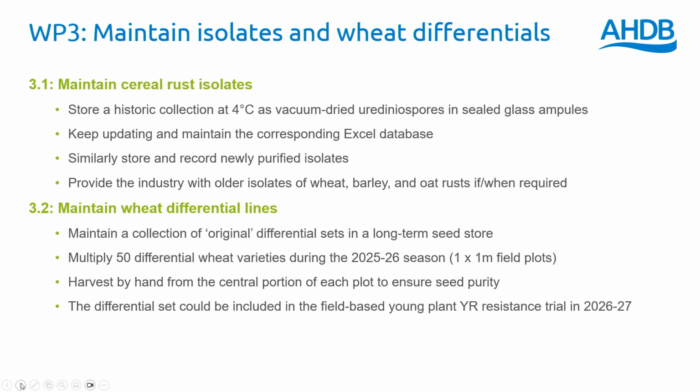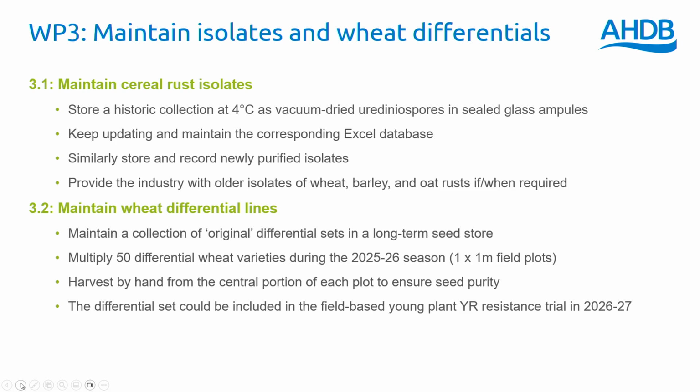And I think the breeders who receive samples would know the format because we supplied them with the glass ampules of the rust isolates. We will keep updating the database. We will also store the newly purified isolates similar to the historic collection. And then we have a capacity to provide industry or researchers also with all the isolates of wheat, barley, oat, rice, if they're interested to.